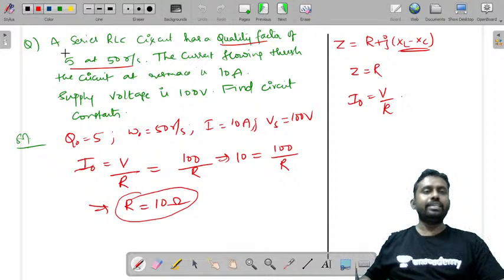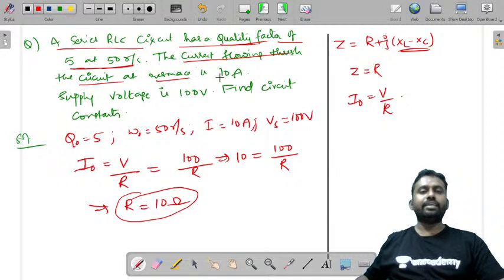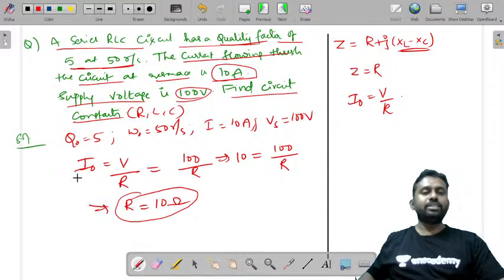So once again, I'll read the question. The question given is, a series RLC circuit has a quality factor of 5 at 50 radian per second. The current flowing through the circuit at resonance is 10 amperes, and the supply voltage is given as 100 volts. Find the circuit constants, which are nothing but RLC. Now use this expression, I naught is equal to V by R. I naught is given, V is given, and R is not given. So you'll get R from this.